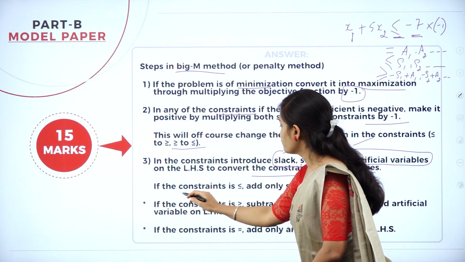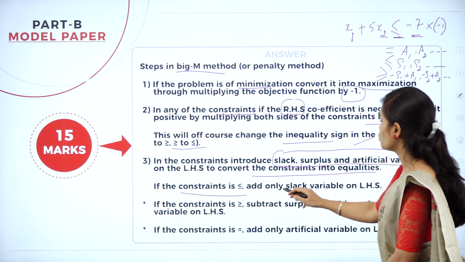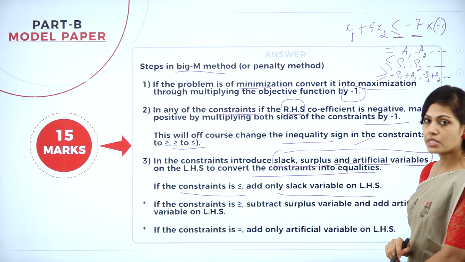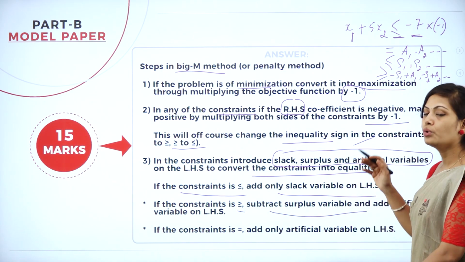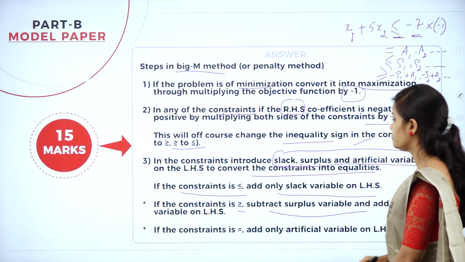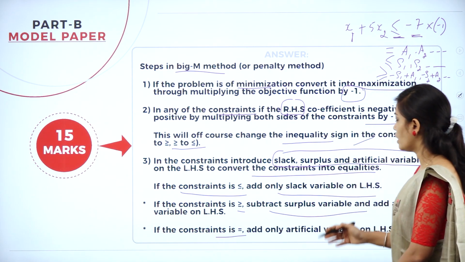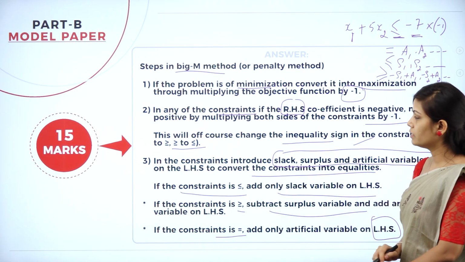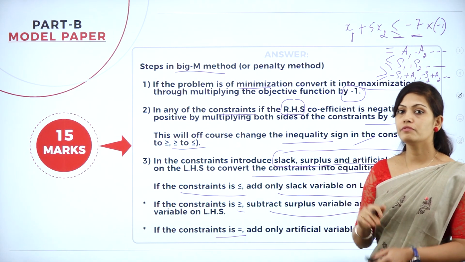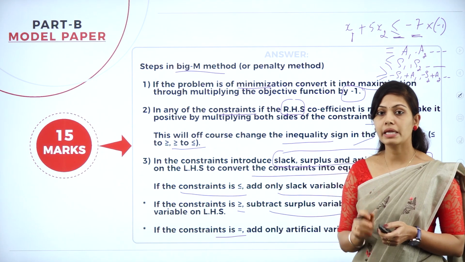If the constraint is less than or equal to, add only a slack variable on the LHS, and greater than or equal to means subtract the surplus variable and add the artificial variable. If the constraint is equal, add only an artificial variable on the LHS. Clear? These are the main steps to follow in the B.C.A method.